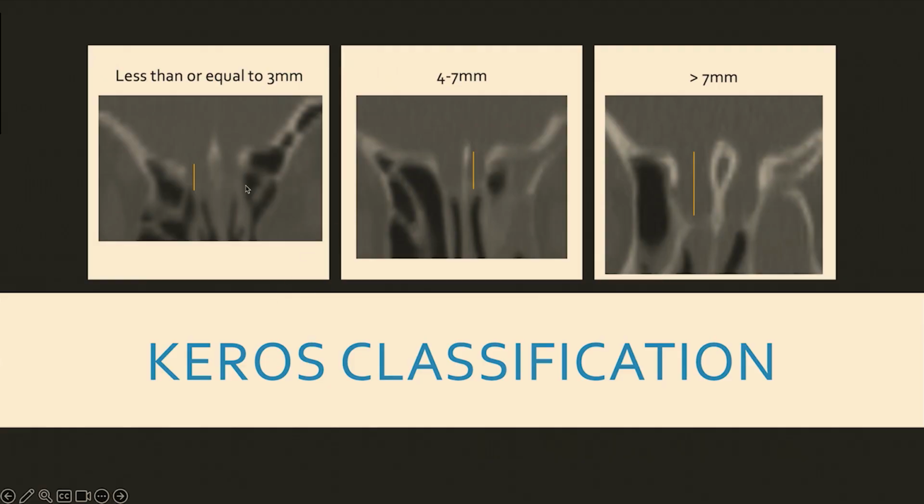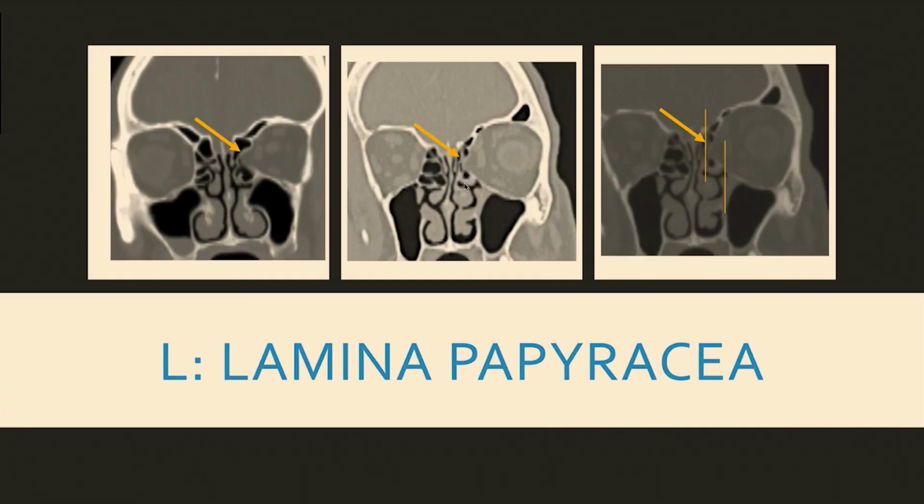And then everybody is somewhat familiar with the Keros classification. This is the depth of the olfactory groove compared to the fovea ethmoidalis. So more complications happen the deeper the olfactory groove is. The more shallow the olfactory groove is, there are fewer complications in sinus surgery. That's called the Keros classification.